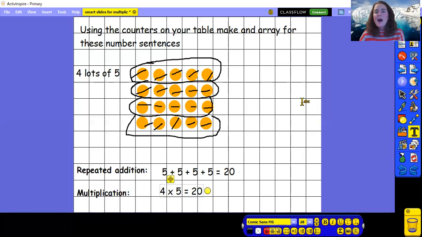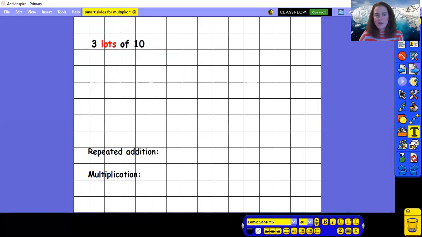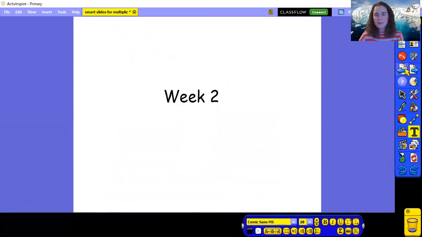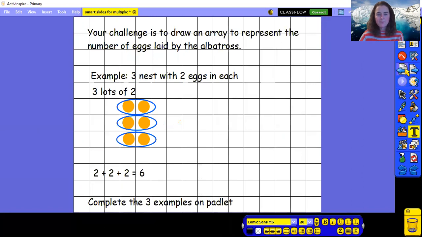Okay, now I would like you to practice this today. For your home learning today, there are some questions on Padlet we'd like you to draw the arrays for. So there should be 3 challenges for you to have a go at, and try and set your example out as we have done here.